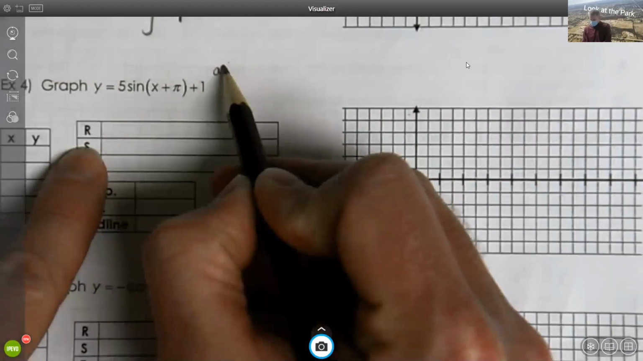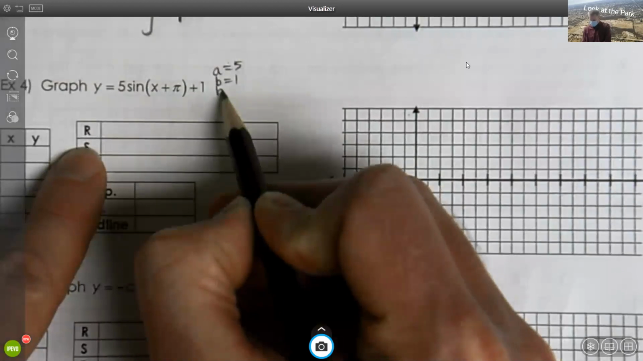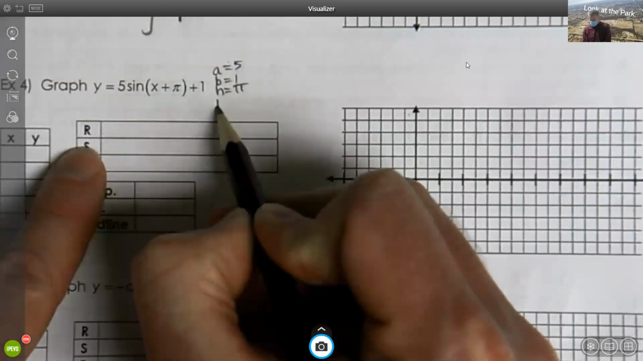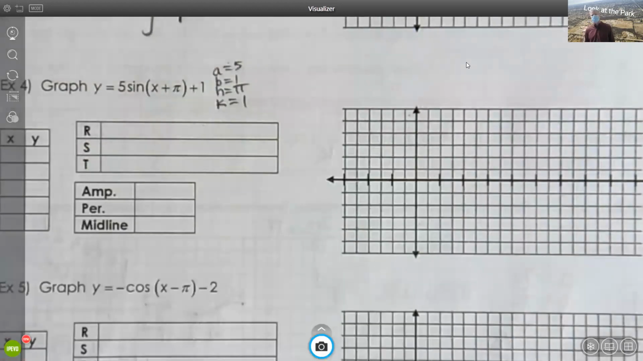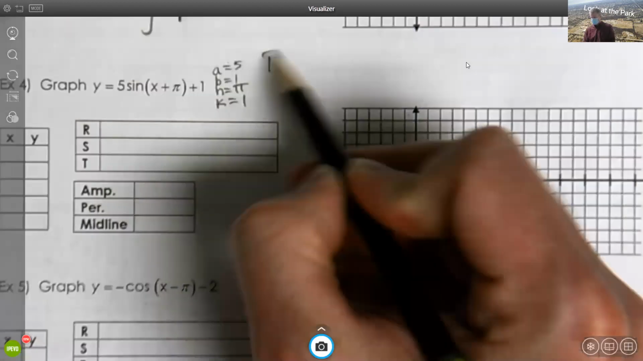So as we look through this equation, we see that the A value is 5, the B value is 1, the H value is pi, and the K value is 1. We haven't talked about those for all the examples, but those are good things to be able to recognize, identify. Each one of those does a different aspect to the graph. So we're going to look at the period.